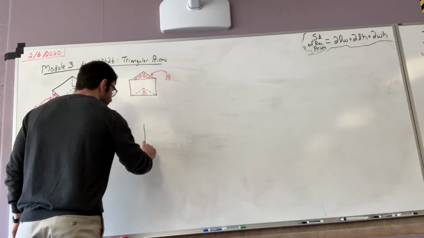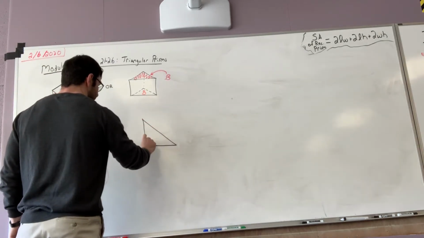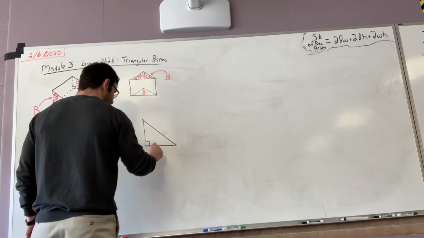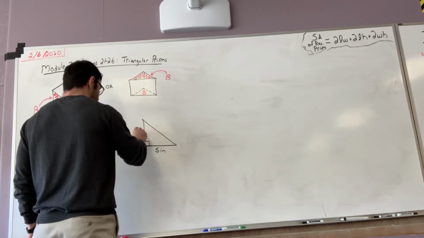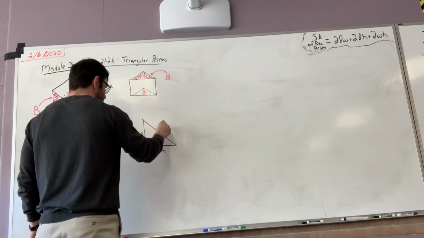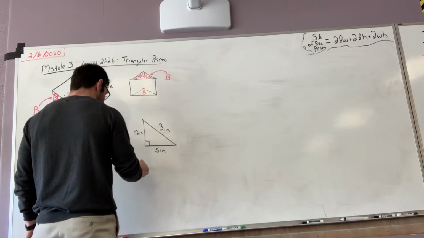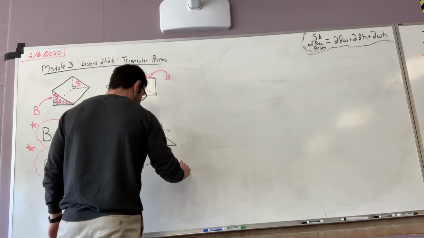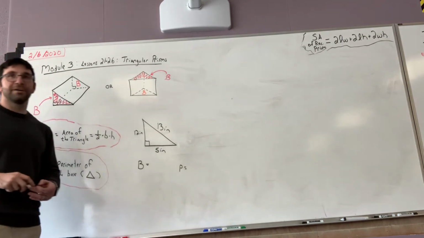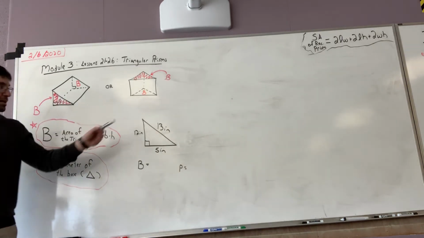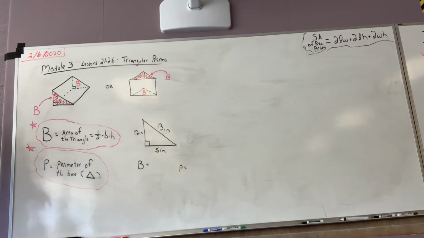So, here's going to be our example. Here's my triangle: 5 inches, 12 inches, 13 inches. I want you to find big B. I want you to find little p. Just of this triangle here. I'm going to give you about 2 minutes. I want to hear you talking with your groups. See if you can find a big B and little p by substituting in. Go.